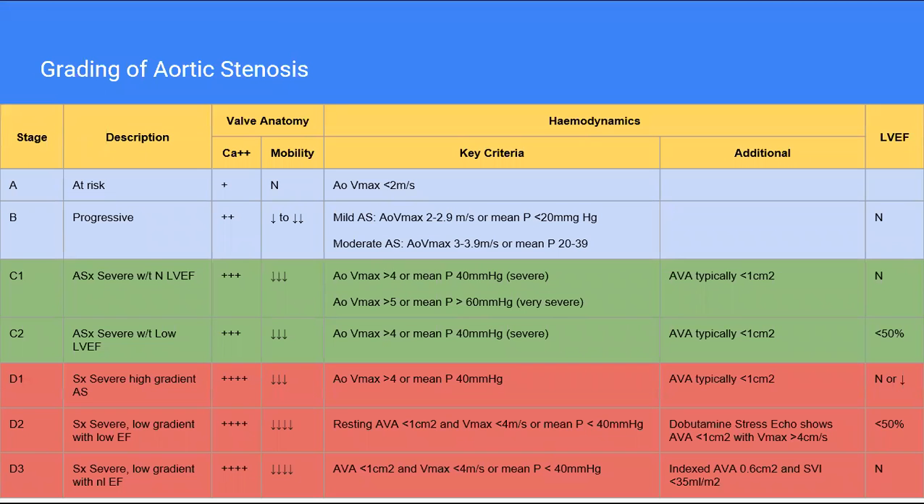Okay, so this is a busy slide, but if you can just pay attention to the red, the green, and the blue, that's how you lump it up.